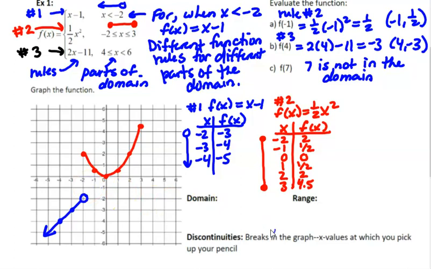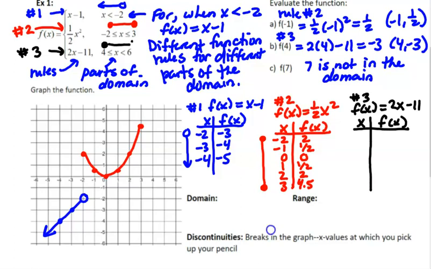Section number 3 is where f of x is equal to 2x minus 11. So I have x and f of x, and this is for the section of the graph that's from 4 to 6, but not including 6. So 4, 5, 6. 4 is a closed endpoint, 6 is an open endpoint. Substituting 4 in for x, I get 8 minus 11 is -3, 10 minus 11, -1, and 12 minus 11 is 1.